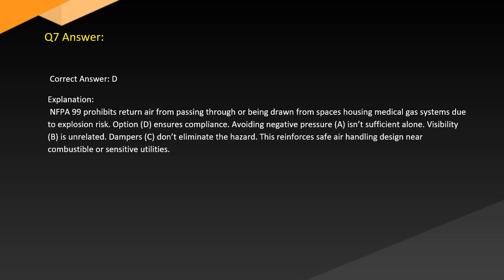Answer. Correct answer: D. Explanation. NFPA 99 prohibits return air from passing through or being drawn from spaces housing medical gas systems due to explosion risk. Option D ensures compliance.